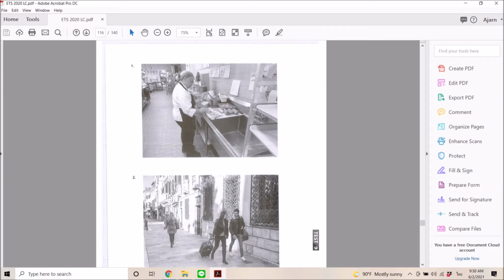Number 15. I want to send this package to Texas. A. When does it have to arrive? B. Here's the lunch menu. C. At the beginning.